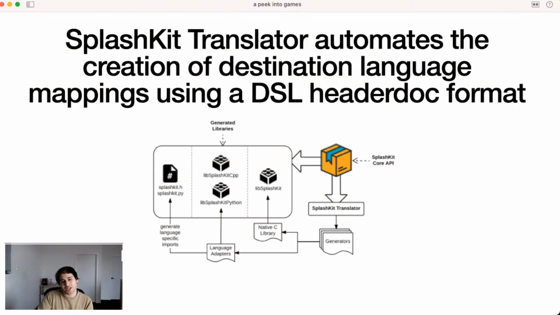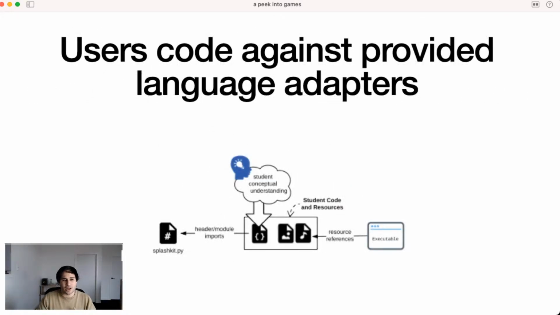Then SplashKit has a translator layer that takes that backend library, which is written in C, and using a custom language that we write in the header docs of the SplashKit library, the SplashKit translator can take that source code and generate a version, an API to that source code in any destination language that it's pre-configured for. So when we're programming in something like C for SplashKit, we're not actually programming against the core API, we're programming against an external API that wraps that function.